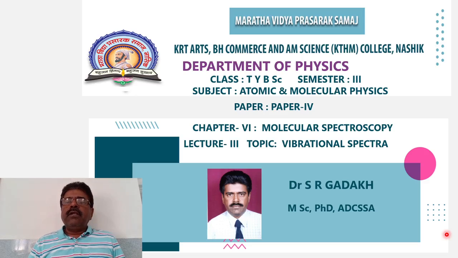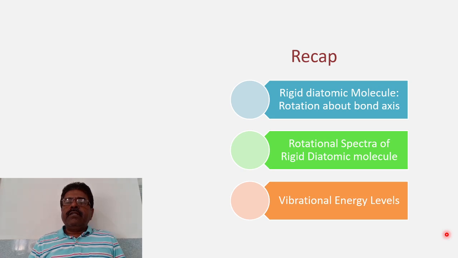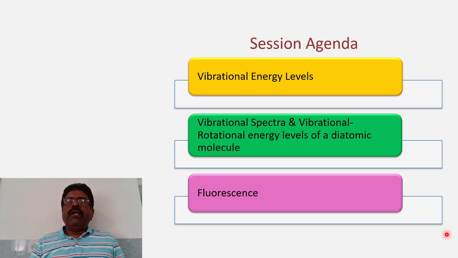Hello students, last time we studied the rigid diatomic molecule and its rotation about a bond axis. Then we also studied the rotational spectra of a rigid diatomic molecule, and we derived the equation for vibrational energy of a diatomic molecule. Today in this lecture, I'm going to further explain the vibrational energy levels of a diatomic molecule.